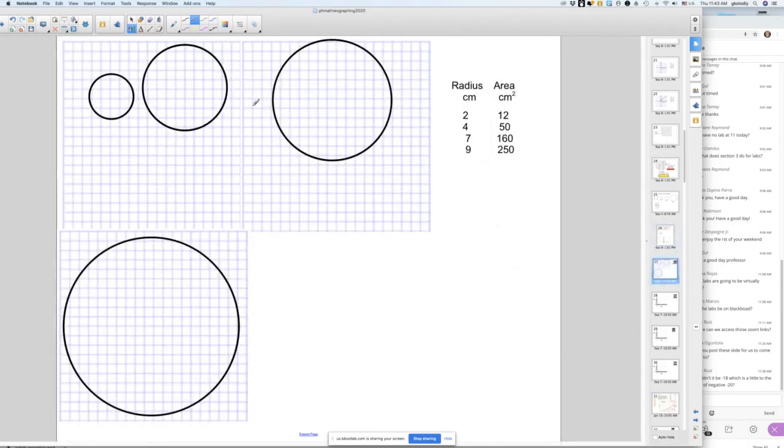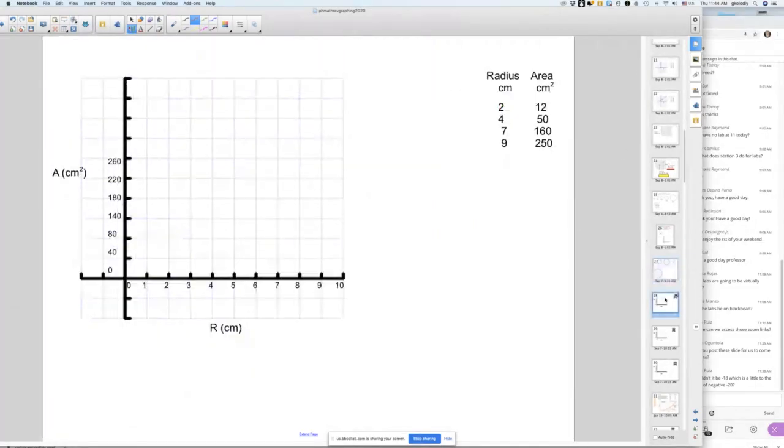But here we have the circles. All right. We count the number of squares inside. We get these numbers. And one more piece of data over here. And we're going to make a graph of that data.